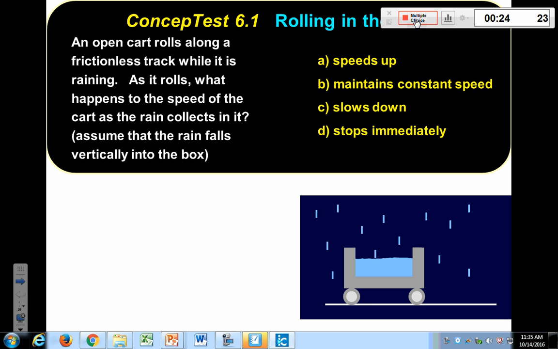Oh shoot. Sorry, we haven't really gotten to this. I'm going to tell you what the answer is, and then I'll explain. Does that work? What do y'all think it is? It is slow down. That's the answer. I'm sorry, I was getting a little bit ahead of myself. It is C. So go ahead and put C.